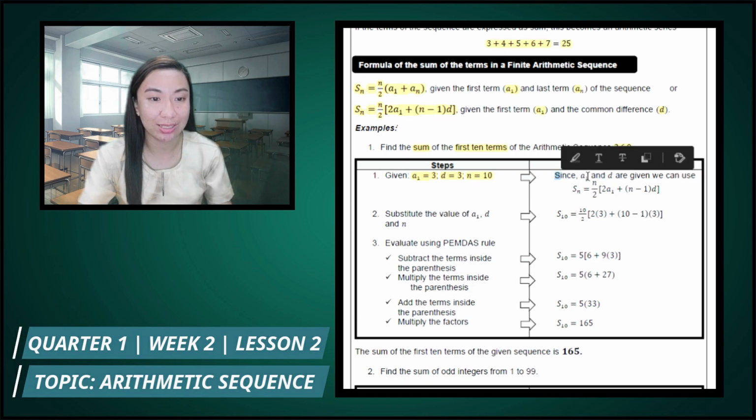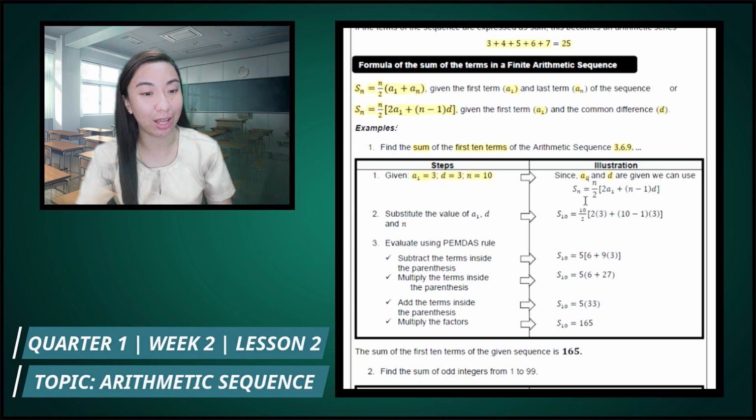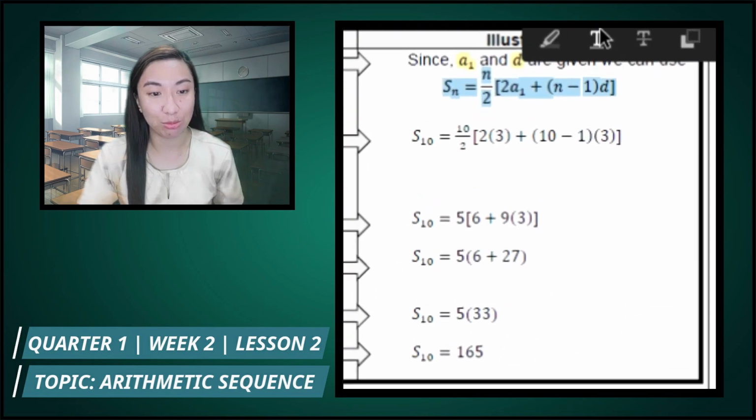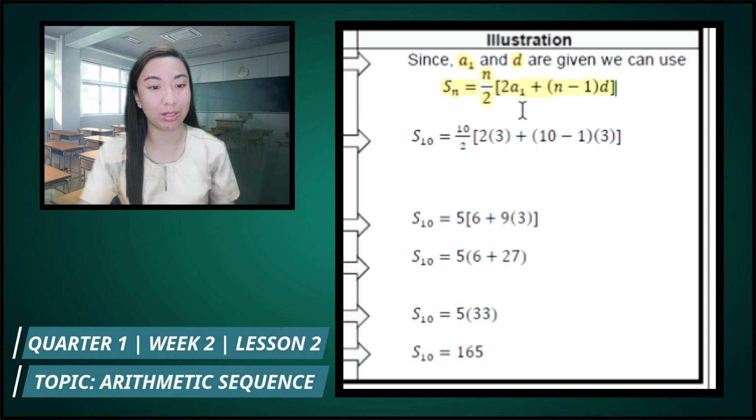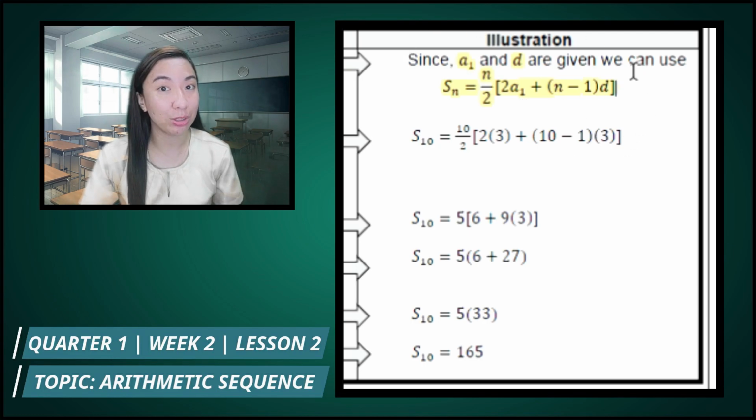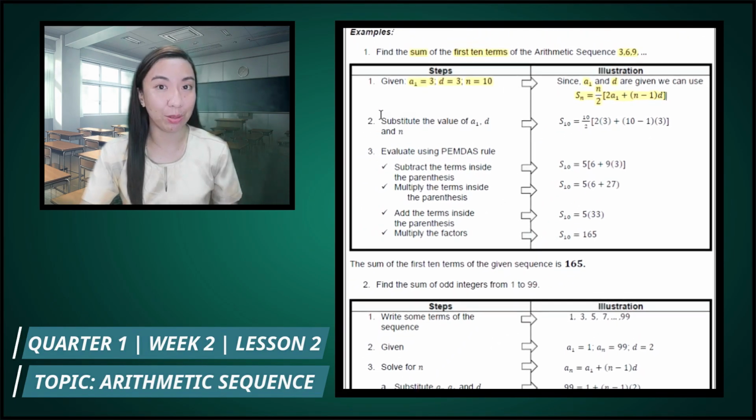So for the illustration, since a sub 1 and d are given, okay, then we will be using the second formula. Andito. So, ano ba yung second formula? It's S sub n is equal to n over 2 times the quantity of 2 times a sub 1 plus the quantity of n minus 1 times d. Ito yung gagamitin natin na formula. Okay. Now, once we know already what formula to use, then we can proceed to step number 2. For step number 2, we are going to substitute the values of a sub 1, d, and n.